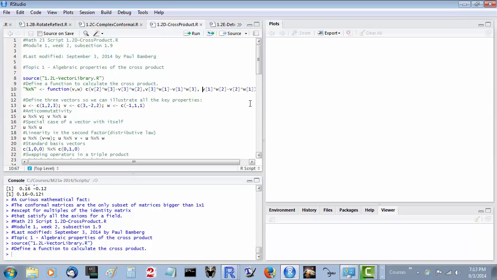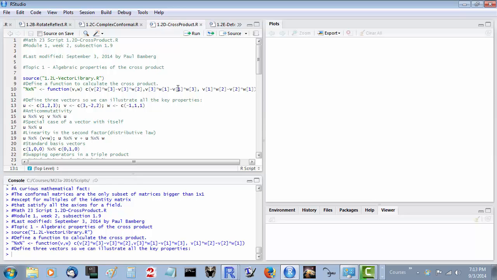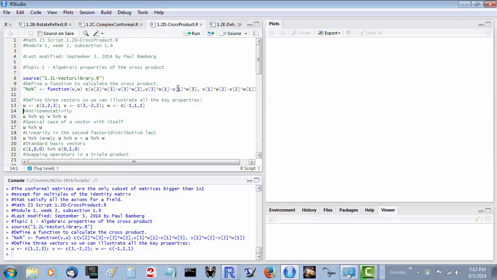And for the third component, which is actually the easiest, you want the order 3, 1, 2. So you have v1 w2 minus v2 w1. The hardest part of this operation is remembering where the minus sign goes. In order to illustrate all the important properties of the cross product, I'm going to need 3 vectors. So let's define them. Any 3 vectors will do.